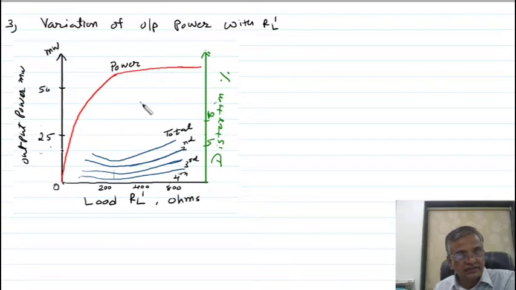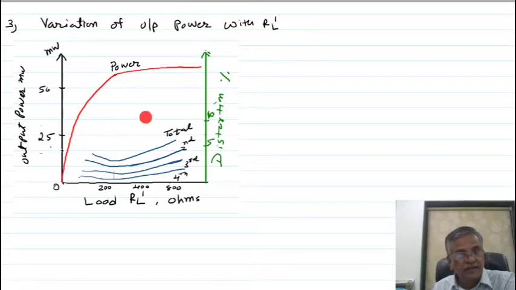You can see that this is a graph of second harmonic distortion, this is the third, this is the fourth, and this is the total harmonic distortion. So this graph indicates that at this value of the load your power is maximum, and at this value of the load harmonic distortion is minimum. For a good power amplifier, harmonic distortion should be less. It should be designed in such a way that it gives less harmonic distortion.